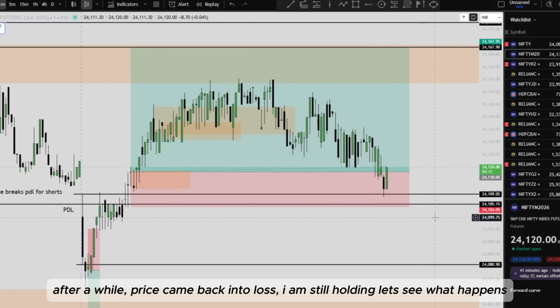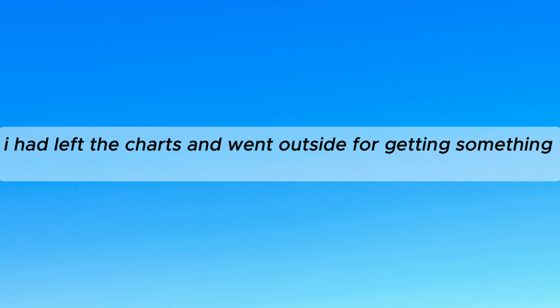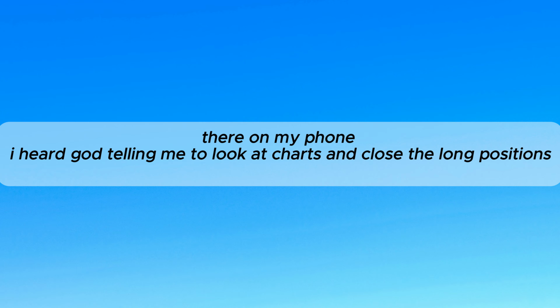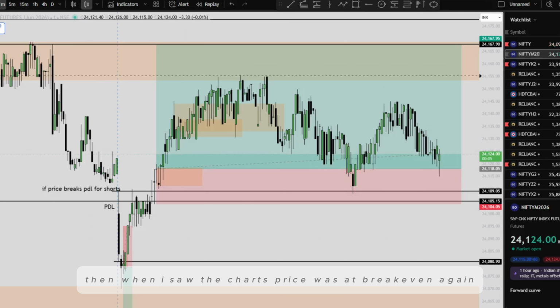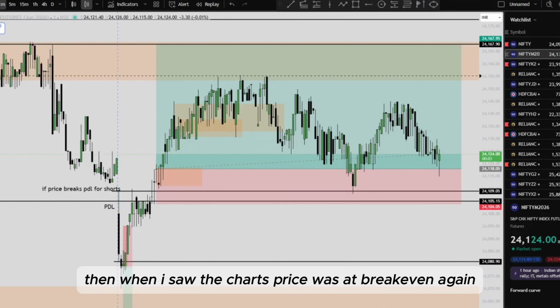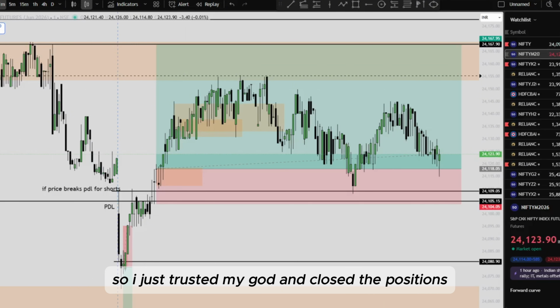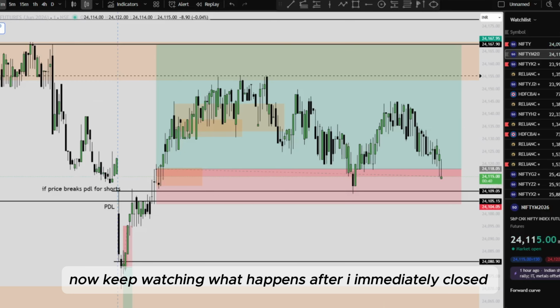After a while, price came back into loss. I'm still holding, let's see what happens. I had left the charts and went outside to get something. There, I heard God telling me to look at the charts and close the long positions. Then when I saw the charts, price was at break even again. So I just trusted my God and closed the positions. Now keep watching what happens after I immediately closed.